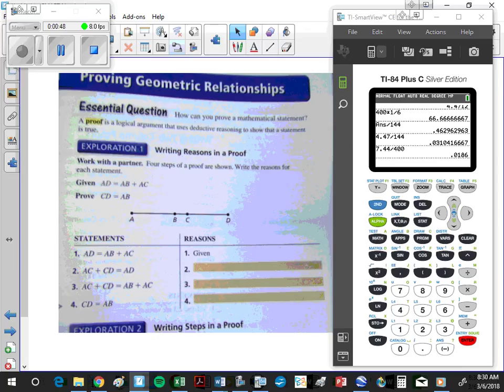And up at the top it says, how can you prove a mathematical statement? A proof is a logical argument that uses deductive reasoning to show that a statement is true.